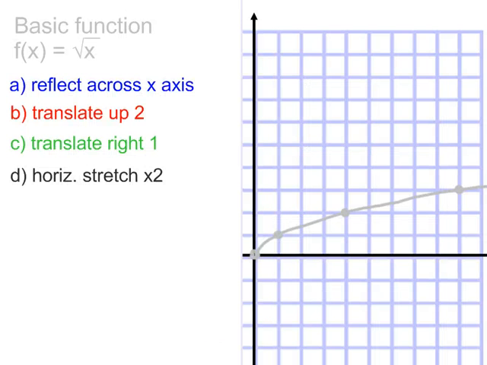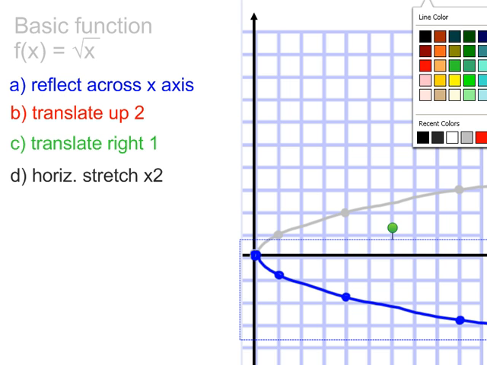In this example, we're going to start with the basic function f of x equals square root of x, and we're going to apply the four transformations that you see here, first in the order that you've seen, and then again in a different order. So let's start with that reflection across the x-axis and just get a sense of what this is going to look like before we get into the algebra. Reflection across the x-axis should be a mirror image with the x-axis as the mirror, and it should look like this.